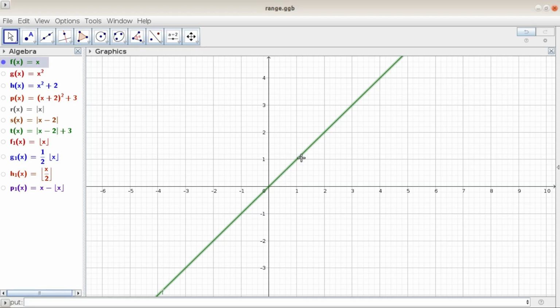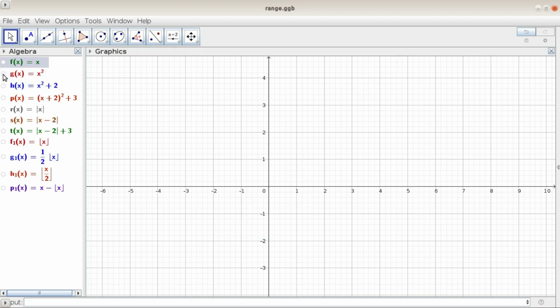When a point xy belongs to F, set of all x such that ordered pair xy belongs to F is the domain of F, and set of all y such that xy belongs to F is known as range of F. Now for the function f of x equal to x, here this function is defined at all real numbers. So domain is equal to R, and here y values is set of all real numbers. So range is also set of all real numbers R.